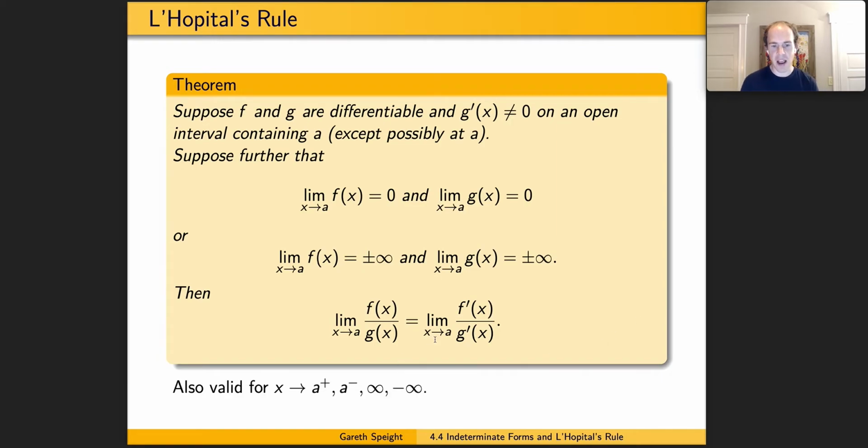Okay, and it's also valid for different types of limits. So here I wrote x tends to a plus, a minus, infinity, but it also works for all of these instead. Okay, so bottom line, if the top and bottom are both going to 0, or the top and bottom are both going to infinity or minus infinity, then we can work out the limit instead by looking at the limit of derivatives, where we differentiate separately.